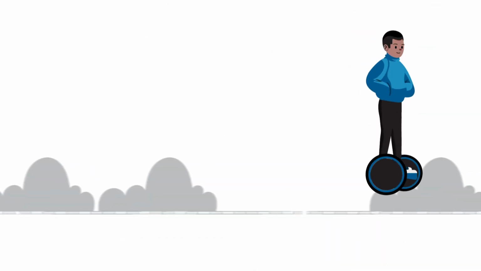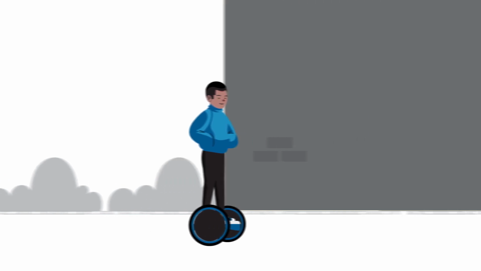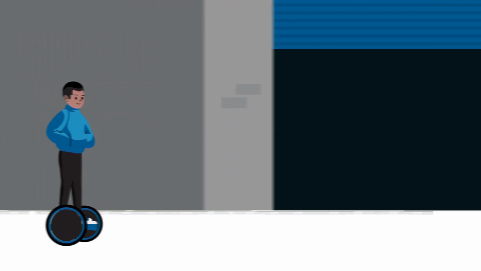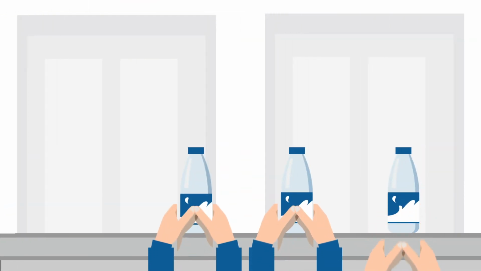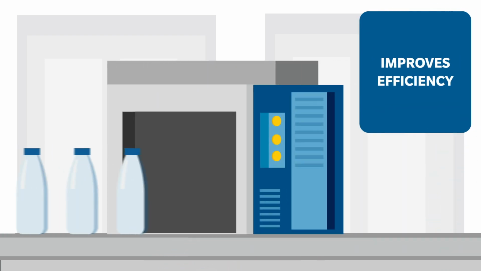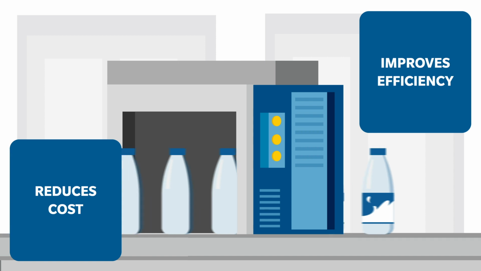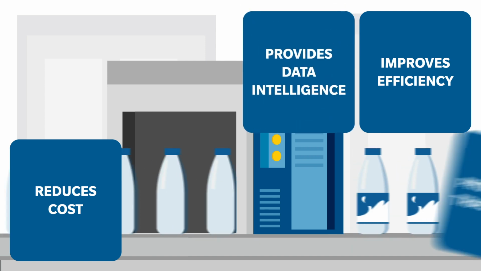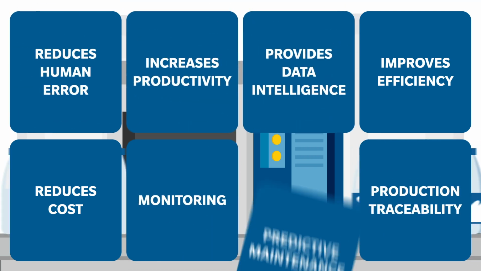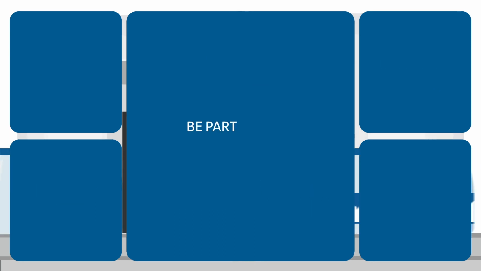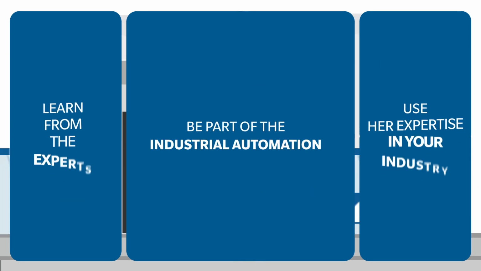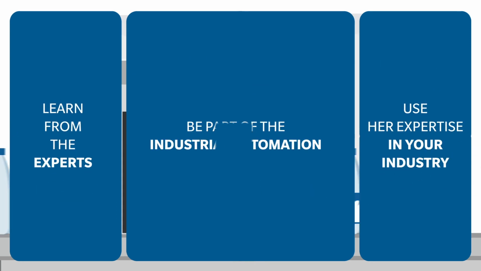Automation is the general progression of life and also of industries. But automation does so much more than just reducing manual labor. It improves efficiency, reduces cost, provides data intelligence, production traceability, and more. You too can be part of industrial automation by learning from the expert.